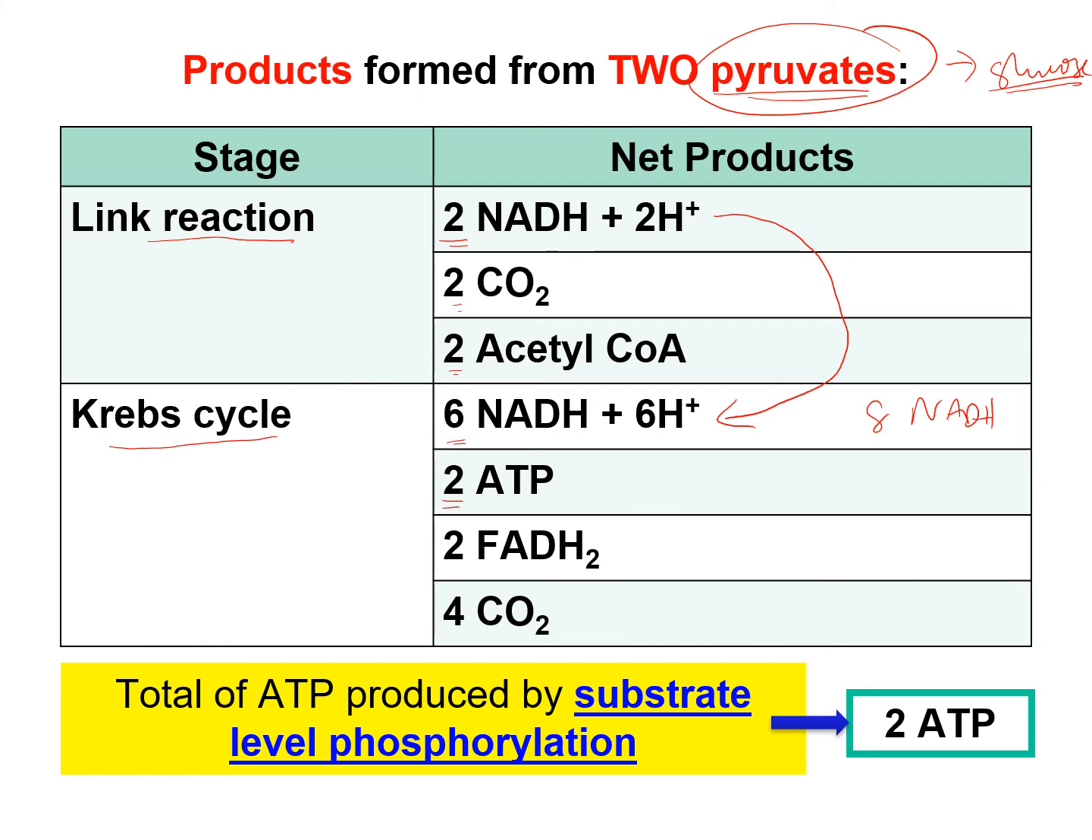Then we have 2 ATPs. We have 2 FADH2, which was not produced in the link reaction. And then another carbon dioxide, 4 plus 2, then we have 6 carbon dioxide. The total ATP produced by substrate level phosphorylation in the mitochondria does not involve glycolysis. It involves Krebs cycle. So the substrate level phosphorylation in the mitochondria produces only 2 ATPs.